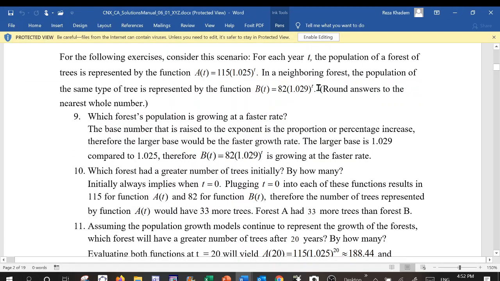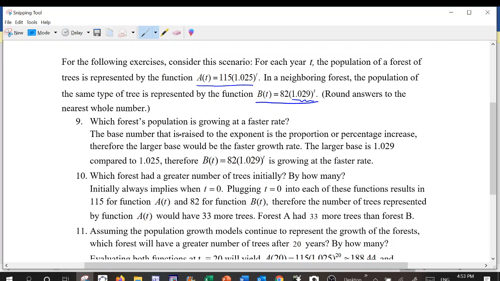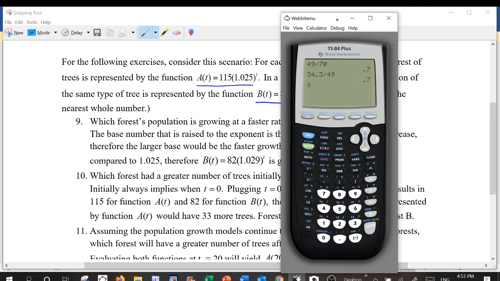Okay? Now, the next problem is, assuming the population growth models continue to represent the growth of the forests, which forest will have a greater number of trees after 20 years? To do that, we basically have to take A of 20 and compare it to B of 20. Now A of 20, when we put 20 here, we can use a calculator to do that.